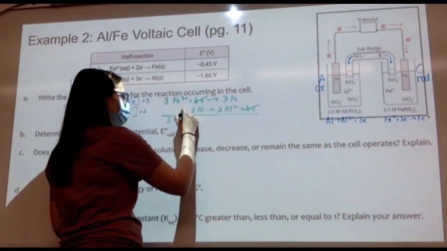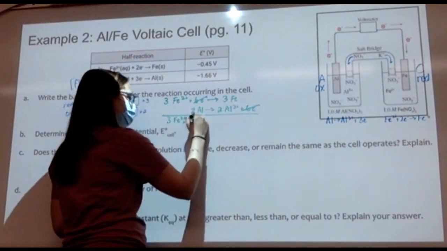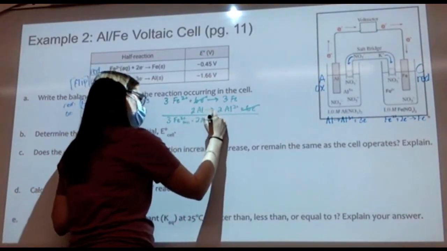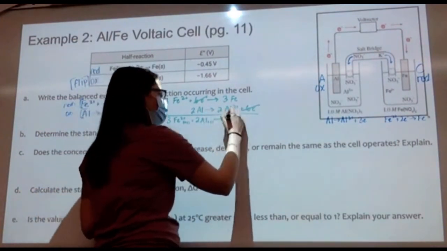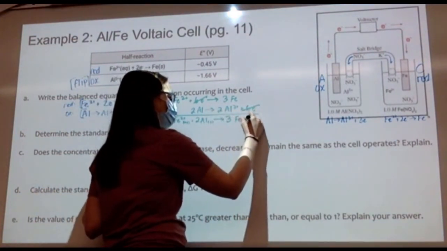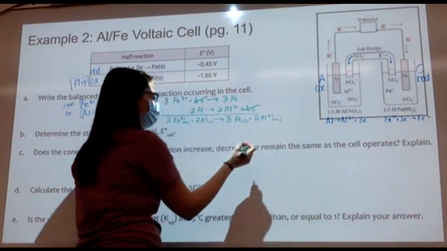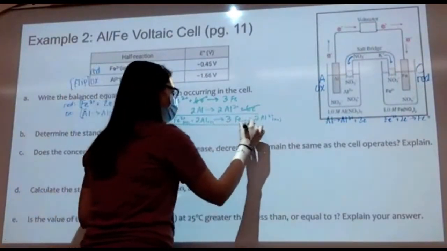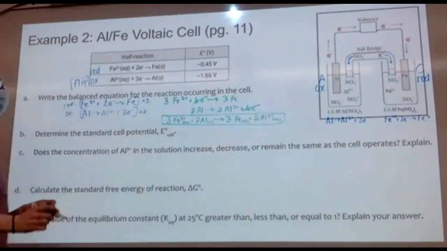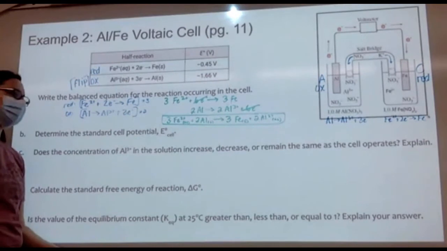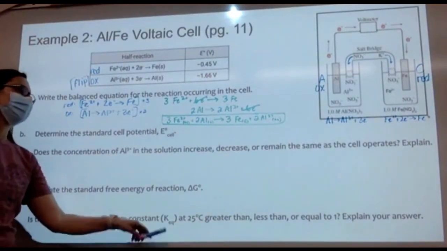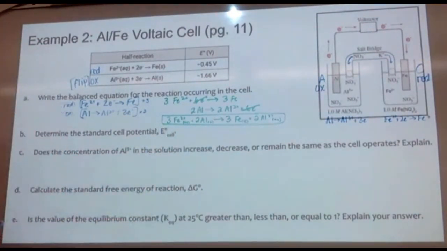So 3 Fe2+, which is aqueous, plus 2 Al, which is solid, yields 3 Fe, which is solid, and 2 Al3+, which is aqueous. Here is our answer. There is our balanced equation. So we have Fe2+ and Al as the reactants. We have Fe and Al3+ as the products.